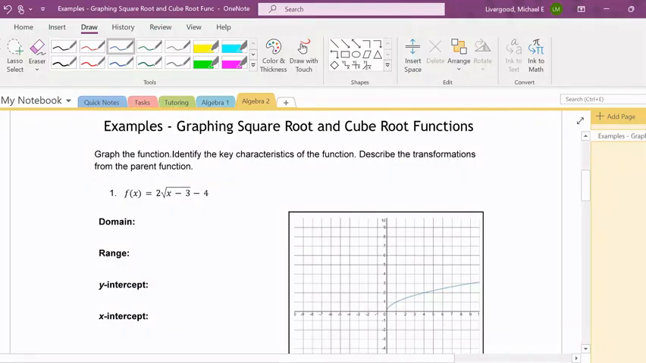In this video, we're going to be graphing square root and cube root functions. Let's jump right in. The directions are telling us to graph the function, but first we want to identify the key characteristics. We can also talk transformations from the parent function as well.